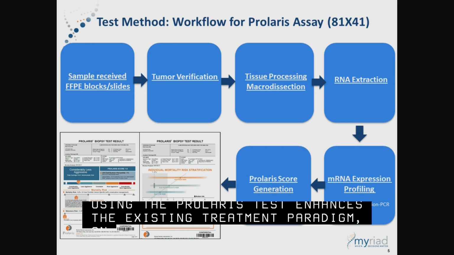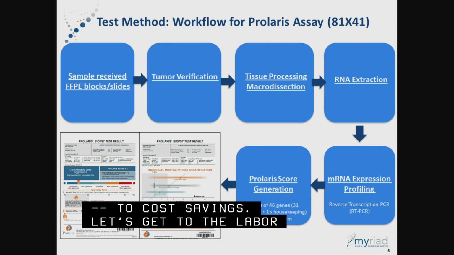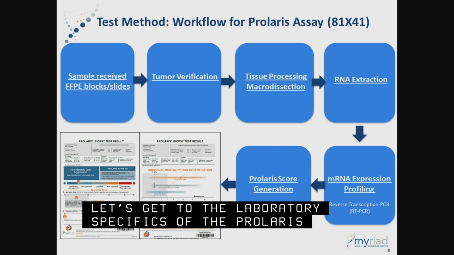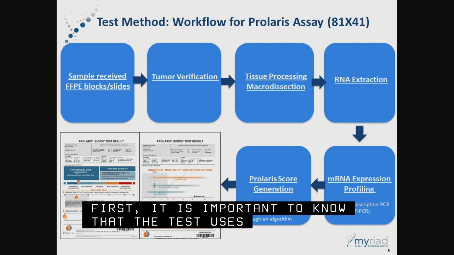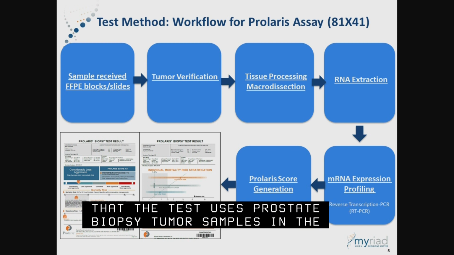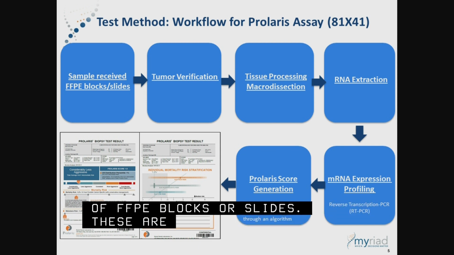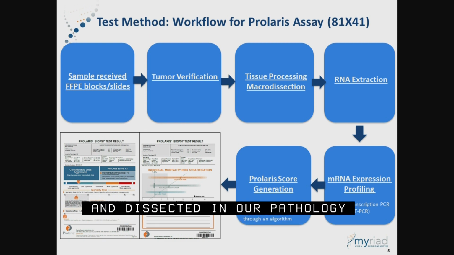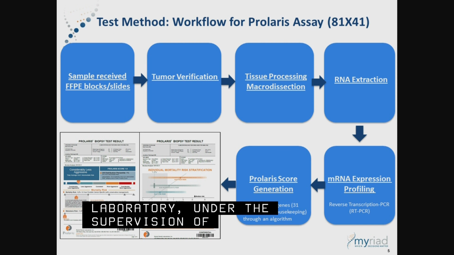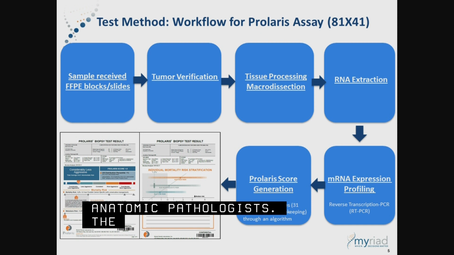Now, let's get to the laboratory specifics of the Polaris test. First, it's important to note that the test uses prostate biopsy tumor samples in the form of FFPE blocks or slides. Prostate tumor tissue is processed, verified, and macrodissected in our CAP and CLIA anatomic pathology laboratory under the supervision of board-certified anatomic pathologists. The macrodissected tumor material then moves to the RNA molecular lab, where RNA extraction is performed.